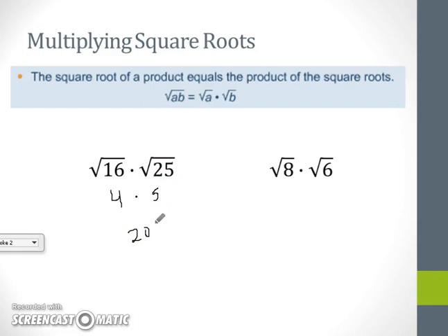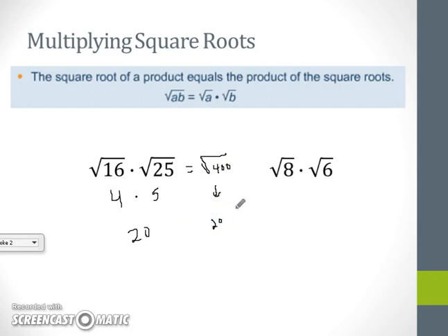But we can also multiply so that we are looking at the square root of 16 times the square root of 25, which is equal to the square root of 400, and then take the square root of that number, which comes out to be 20.